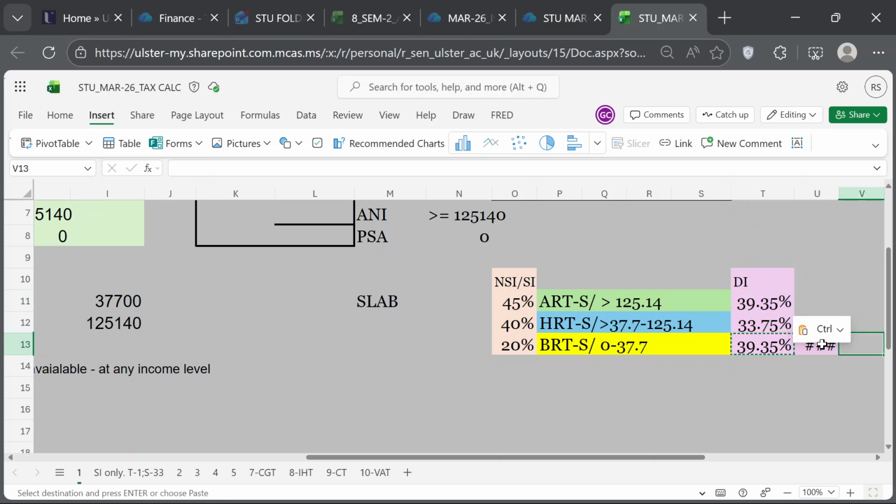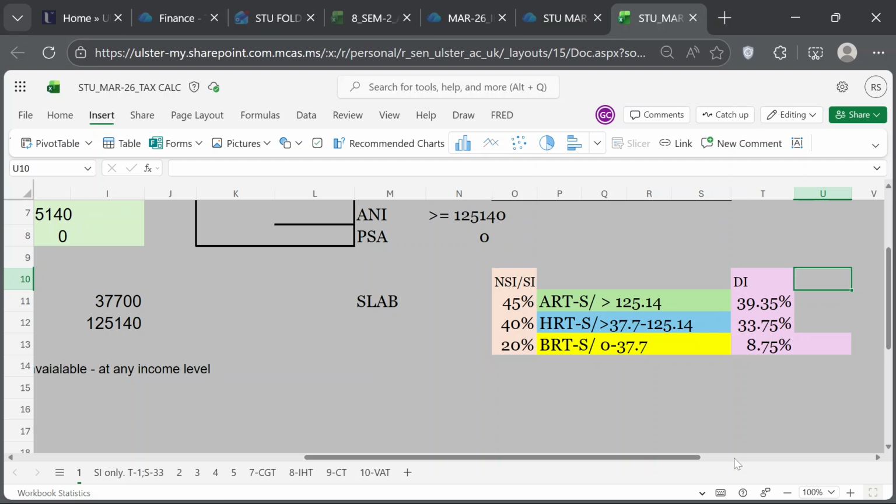You understand that? This one actually should be here. The rate is 875, so this 875 needs to come here. See, I wrote it the wrong way. Now it makes sense, right? The basic rate tax slab for NSI and SI is 20%, but for DI it's 875. And then for the HRT slab, higher rate tax, remember these names: basic rate tax, higher rate tax, additional rate tax. The second one is 33.75, and additional rate tax for dividend is 39.35. T stands for tax.